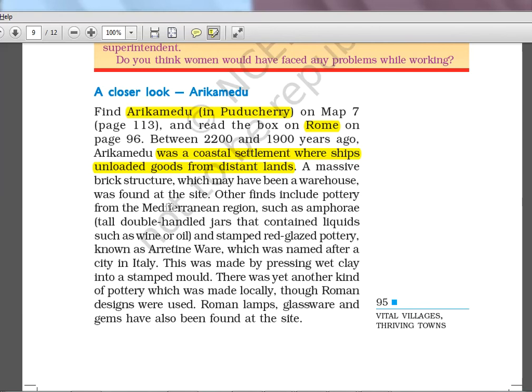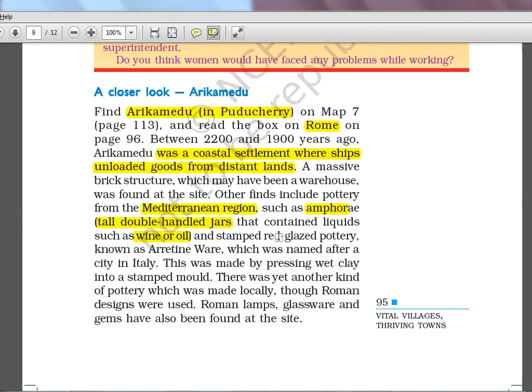Other finds include pottery from the Mediterranean region, such as the amphorae. Okay, it's a double-headed tall jar. So it's telling about the trade item, and that contained liquids such as wine or oil. Okay, so amphorae, just remember that. Amphorae is a jar which used to hold wine or oil.